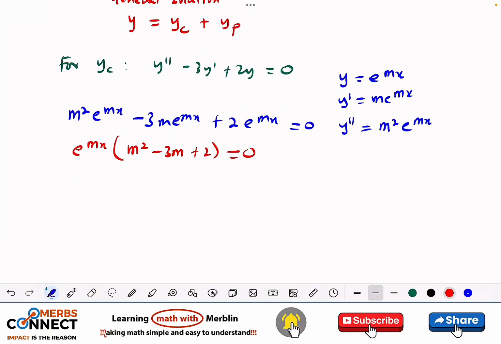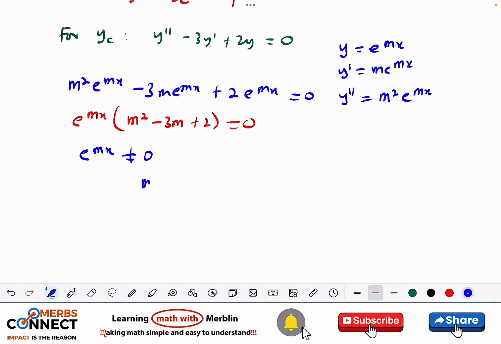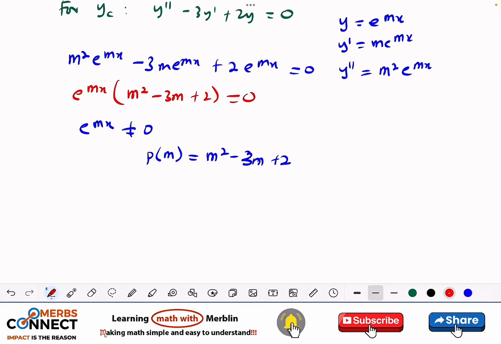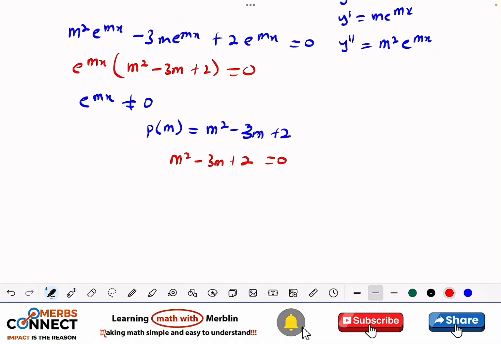And again, e to the mx shouldn't be equal to 0. Then our characteristic polynomial will be m squared minus 3m plus 2, right? And for us to get the characteristic roots, we need to set this to 0. So again, I'm going to use the quadratic formula. a is 1, that's the coefficient of m squared. b is equal to minus 3, that's the coefficient of m. And then c is the constant, which is 2.